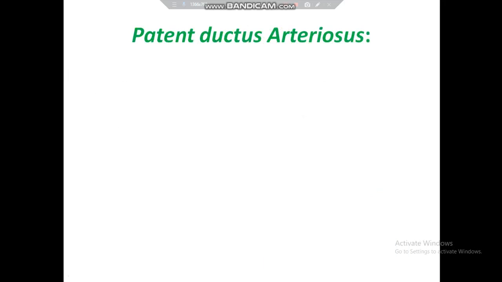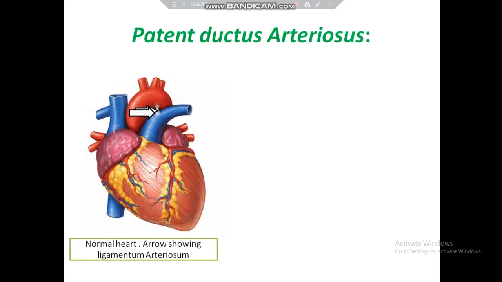Now patent ductus arteriosus. So let us see what is this patent ductus arteriosus. Now we can see this is the normal heart. In the normal heart we can see that the left pulmonary artery is attached with the arch of the aorta by means of a ligament-like thing here. This ligament, the white arrow shows, is known as ligamentum arteriosum. Now this ligamentum arteriosum is basically the obliterated part of the ductus arteriosus.